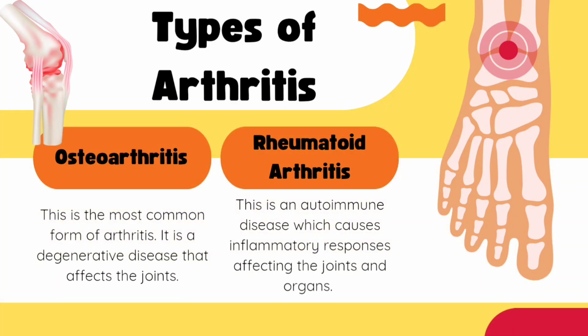So there are mainly two types of arthritis, osteoarthritis and rheumatoid arthritis. Osteoarthritis is the most common form of arthritis and it is a degenerative disorder that affects the joints. Meanwhile, RA is an autoimmune disease which causes inflammatory responses affecting the joints and the organs in people. So mainly osteoarthritis affects people of more than 40 years of age. Meanwhile, rheumatoid arthritis is easily diagnosed in people below 30 to 40 years of age also.